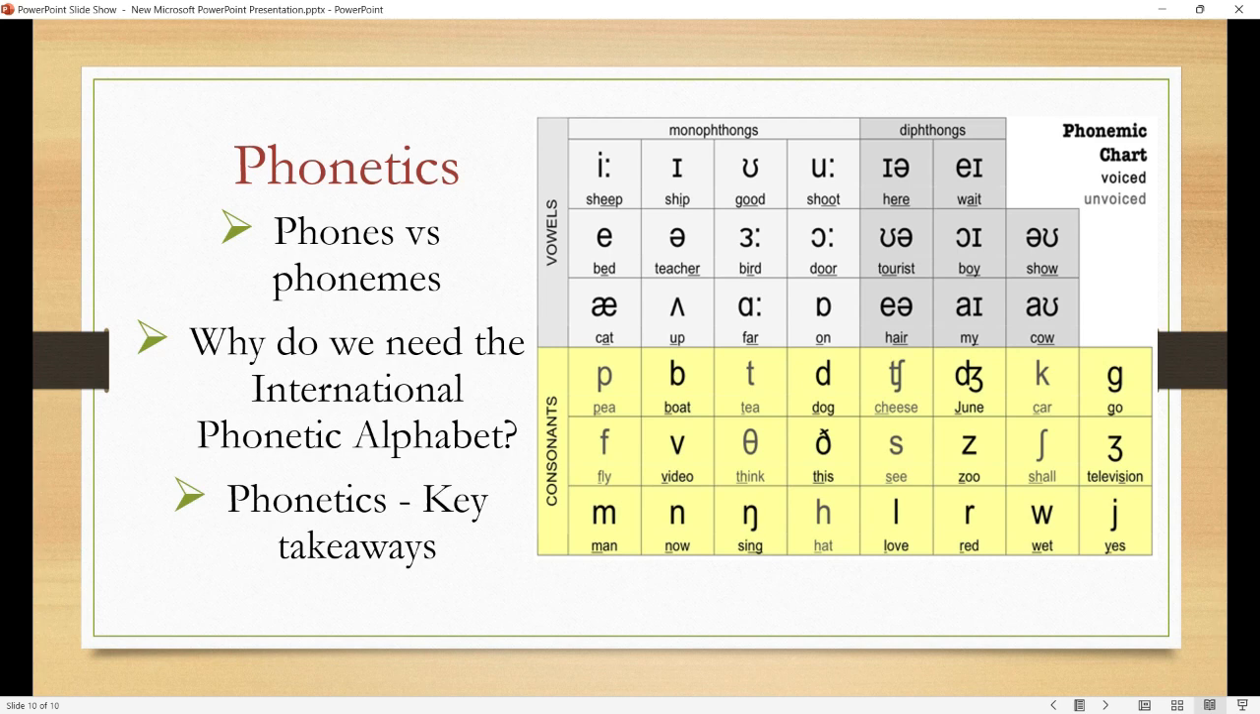The IPA is very helpful when studying a second language. It can help learners understand how to pronounce words correctly, even when the new language uses a different alphabet to their native language.